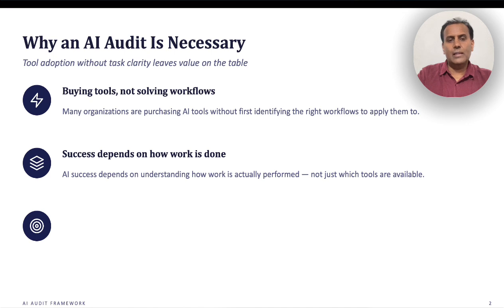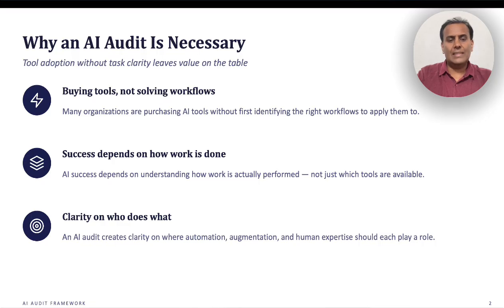The second very important point is that the success of AI depends on how the work is done. A lot of people think AI can just do the work for them. No, AI success depends on exactly understanding your own work, how it is actually performed, not just which tools are available. Many people say they know what they're doing, but they have never mapped their work in detail to identify what can be given to AI and what they should do themselves. That is what many people miss, and they end up using AI for a very small level of tasks, sometimes only 5% of tasks.